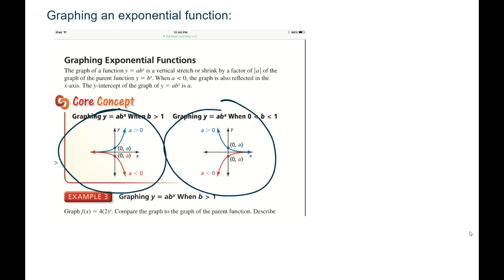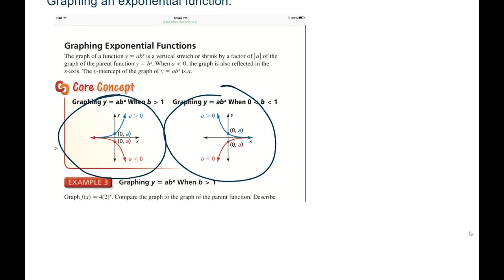So what these two core concepts are showing you is that if your A is a positive number or a negative number, depending on what that is, that's what your graph is going to look like. And then again with the B, but really you don't have to memorize those. You can just graph it. So let's graph an example and figure out what our graph is going to look like here.